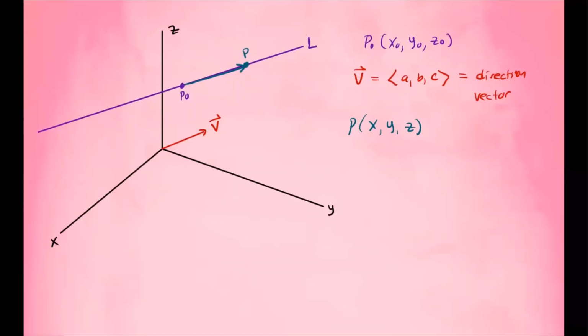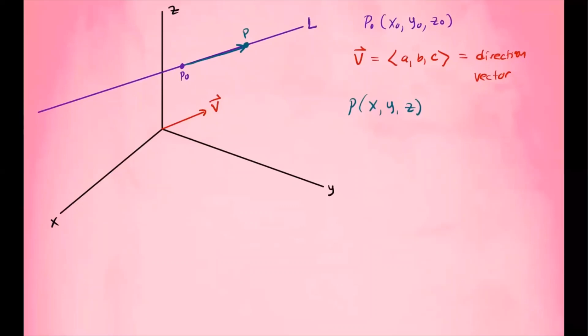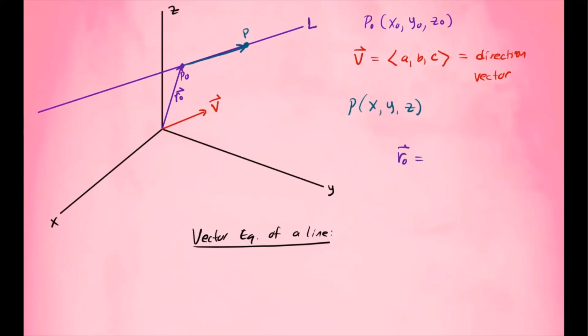So another type of equation you can write for a line in space is a vector equation of a line. So the vector equation of a line is written in the following form. So think of creating a position vector from the origin to this point, P0. Let's call it r0. So that vector is computed by taking P0 minus the origin. So you'll have your vector r0, which is simply the vector with components x0, y0, z0.